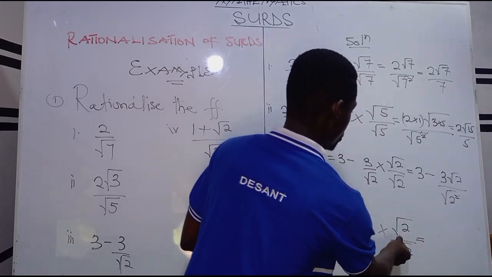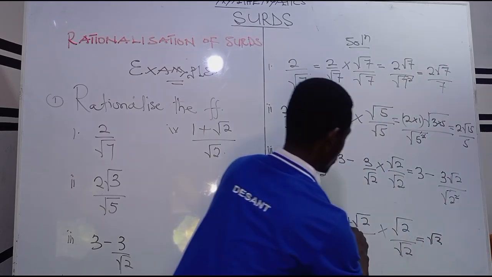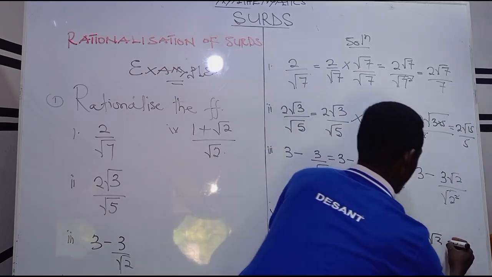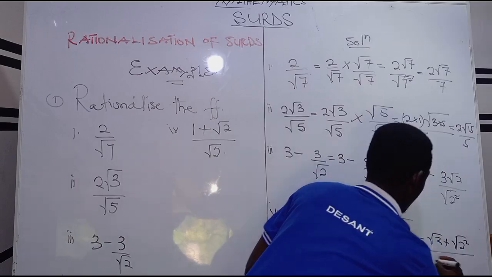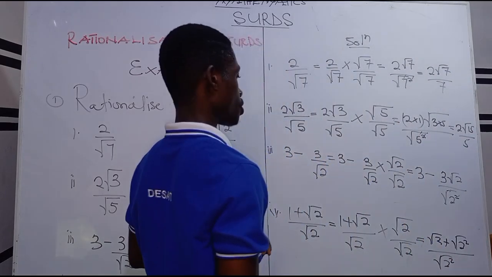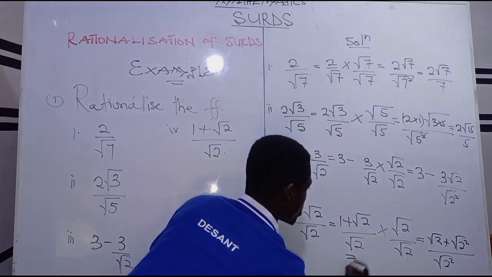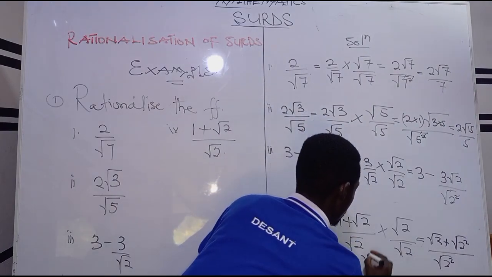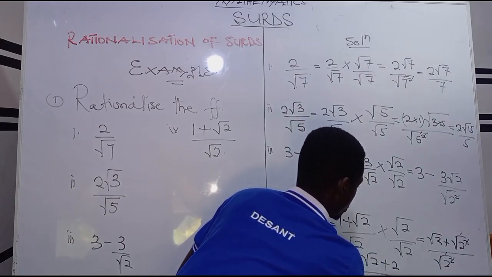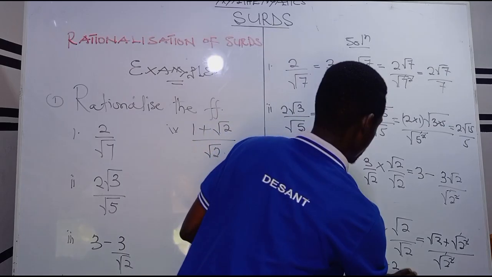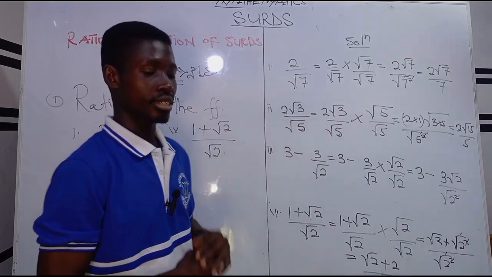So we are going to use this root 2 to multiply the whole of that. Root 2 times 1 will give us root 2. Root 2 times root 2 will give us root 2 all squared. And then this will also give us root 2 all squared. So we are going to get root 2 plus, this will cancel this, we have 2, and this will also cancel this, we have 2. So this gives us root 2 plus 2 all over 2. Very, very easy and simple.